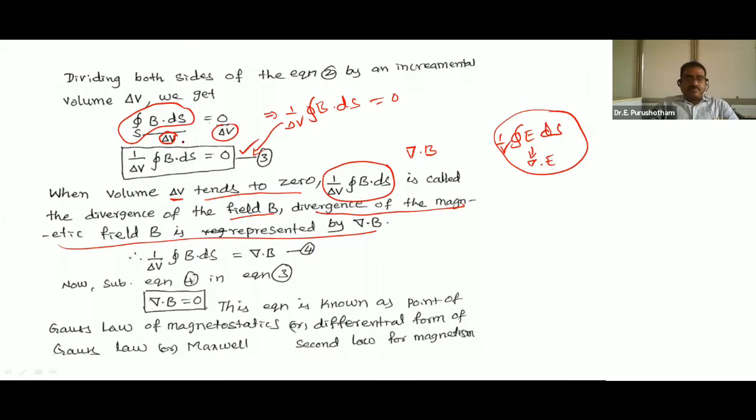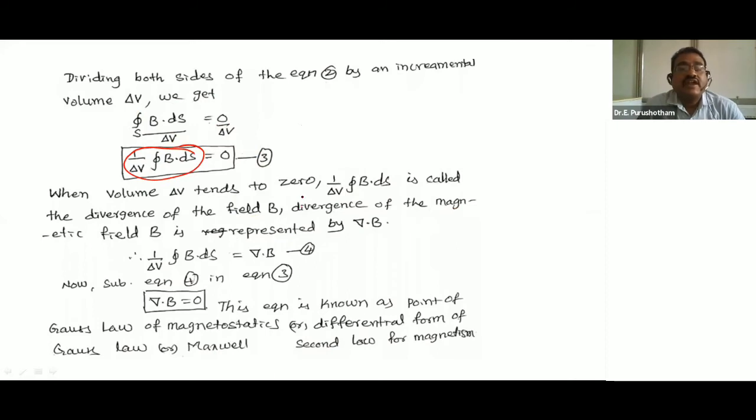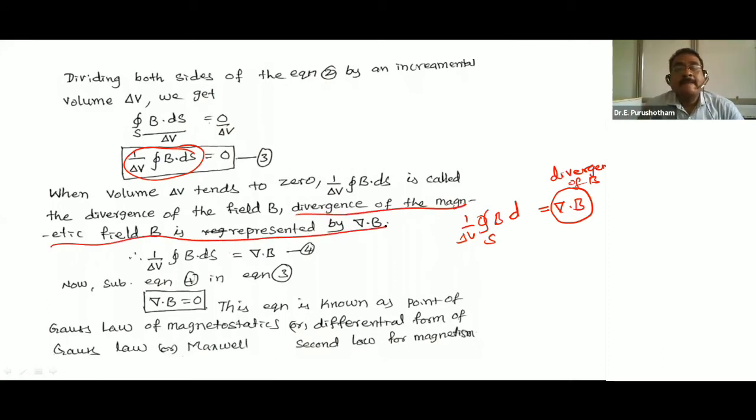Again, remember, in this formula the small volume delta V tends to 0. 1 by delta V surface integral of B dot ds is called the divergence of magnetic field induction B. The divergence of magnetic field induction is represented by del dot B. So 1 by delta V surface integral of B dot ds is equal to del dot B. This is called the divergence of B, the divergence of the field. The divergence of the magnetic field B is represented by del dot B. So the right side of this formula is equal to del dot B.